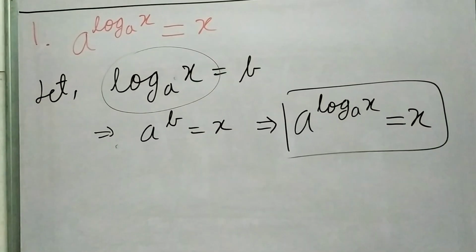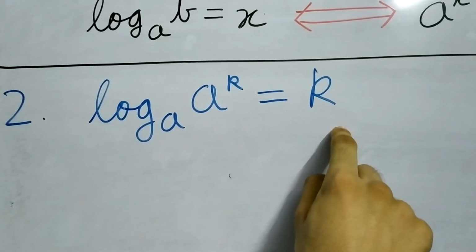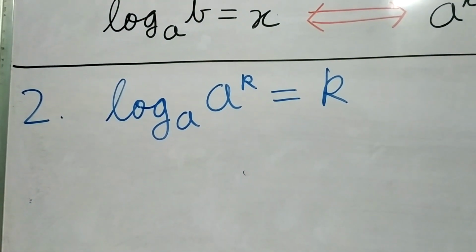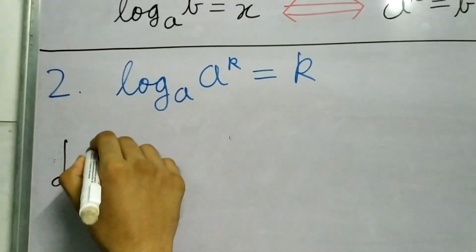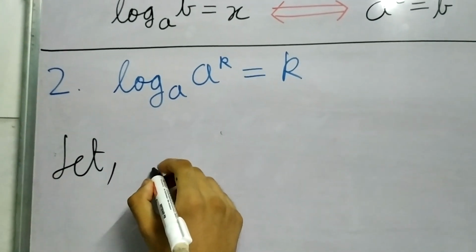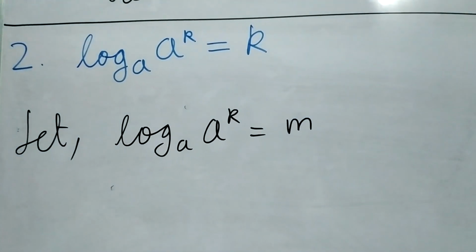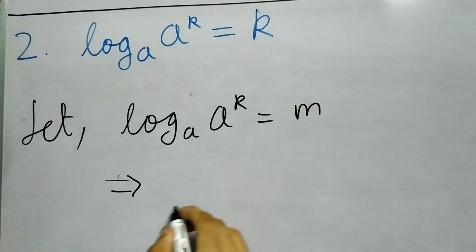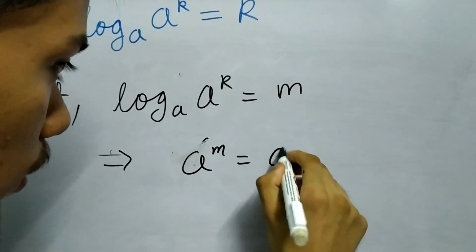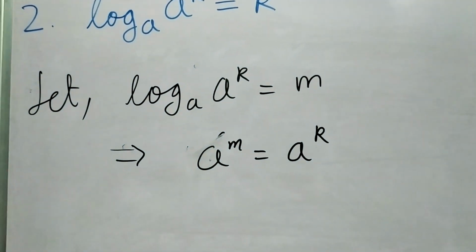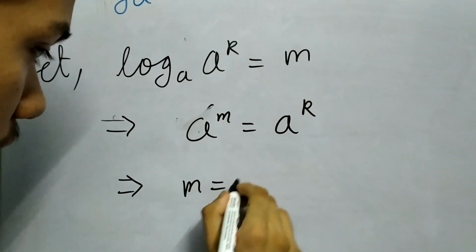Moving on to the second property. Next up, log base a of a to some power k is equal to k. Now if you look closely, it seems very obvious, right? Let's do it a bit rigorously. Let log base a of a to the k be, let's say, m. This means that a to the m is equal to a to the k, right? And then you equate the powers, which implies that m is equal to k.